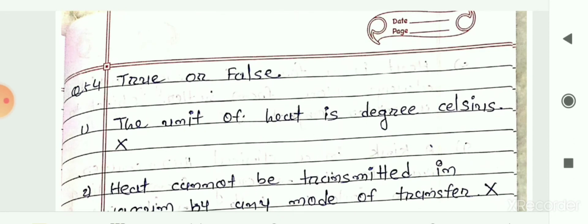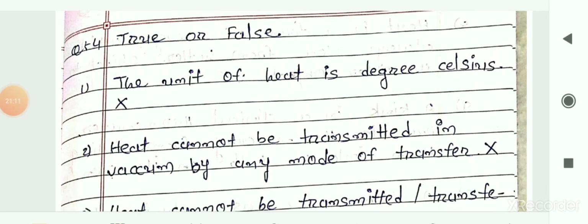So here our short question answers get over. Next question is true false. Question 4, true or false. The first one in that: the unit of heat is degrees Celsius. So your answer is false. The unit of temperature is degrees Celsius. The unit of heat is not degrees Celsius. So here the answer is false.